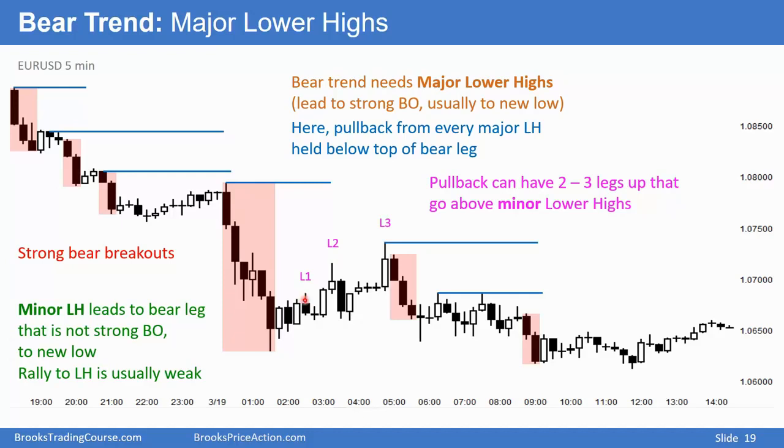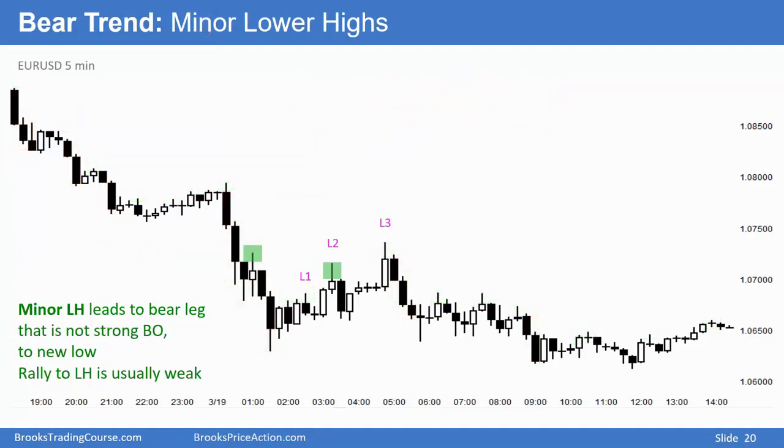A minor lower high usually leads to little legs in a trading range and not reversals or resumptions down. And we went down for 1 bar and then trading range price action here. So is this a major or a minor lower high? Is this the major lower high or is this? Well, this clearly is a major lower high.